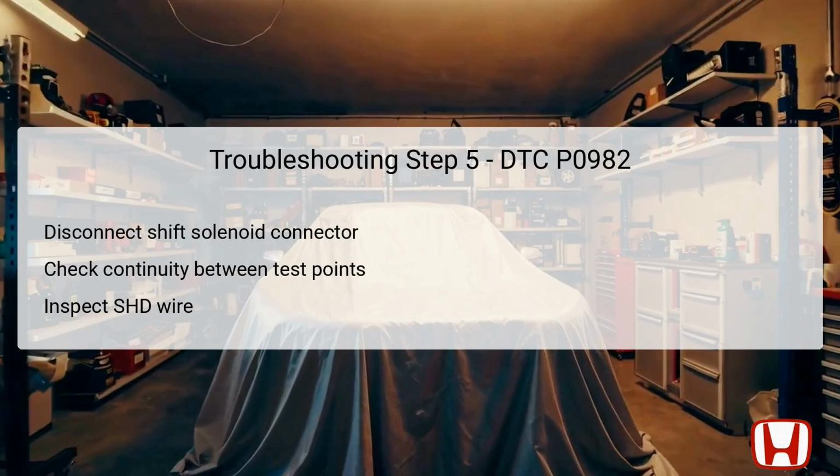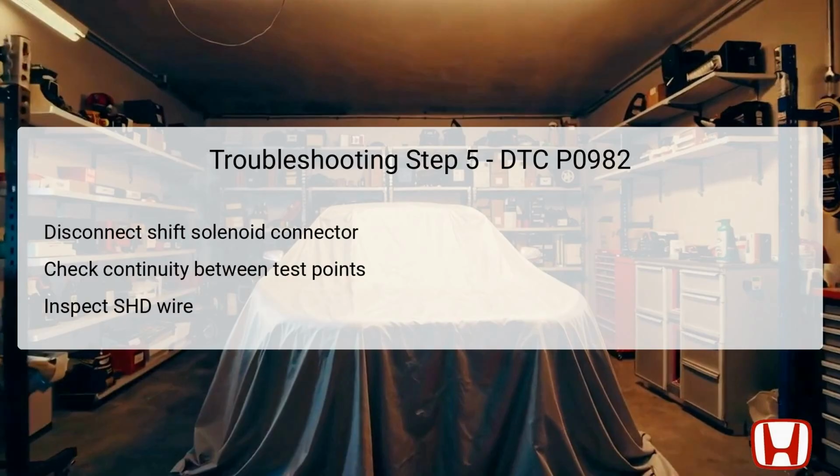With this connector removed, continuity must be checked between the same test points as in previous tests. Test point 1 connects back to the same PCM connector C pin described earlier, while test point 2 connects to the body ground. The purpose of this test is to identify if there is continuity indicating a short to ground in the SHD wire, denoting a failure in the wiring.